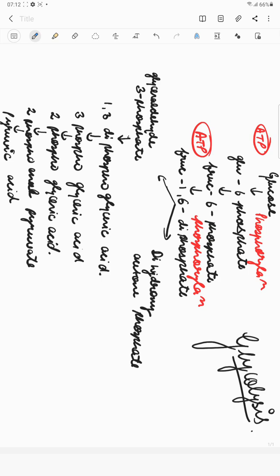So the very first process where ATP is formed is when 1,3-diphosphoglyceric acid is converted into 3-phosphoglyceric acid, that is, one phosphate is removed. When the phosphate is removed, then the ATP is formed. Now I will be writing 2 ATP. Now you must be wondering why I have written 2 ATP.